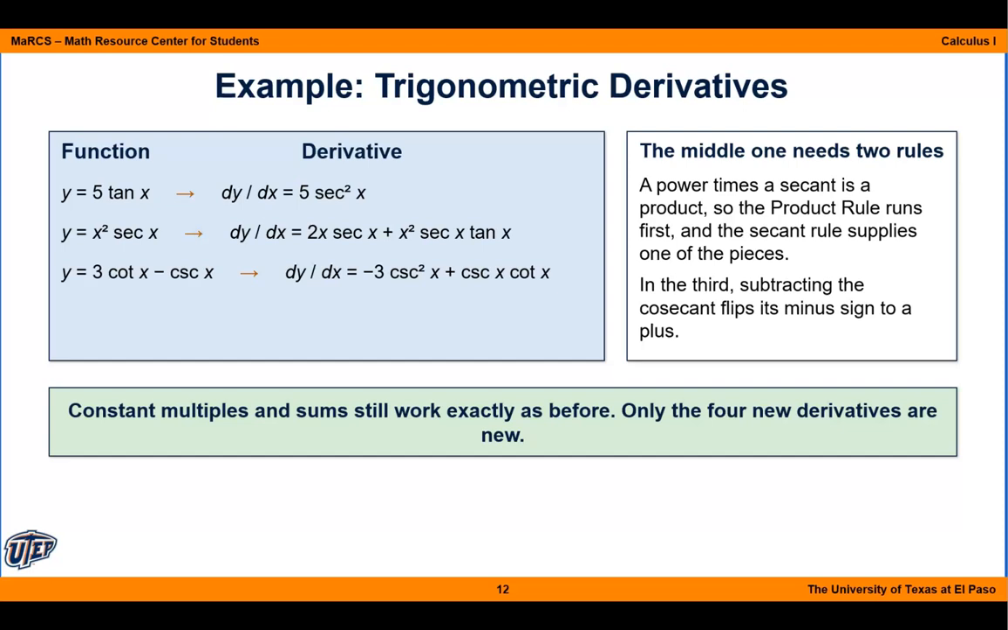For the third function, d/dx of cot x is equal to -csc² x. Also, subtracting csc x changes its negative derivative into a positive term. So y equals 3 cot x - csc x, and the derivative of this would be dy/dx is equal to -3 csc² x + csc x cot x. The sum, difference, and constant multiple rules still work exactly as before. We are now combining them with the 4 additional trigonometric derivatives.